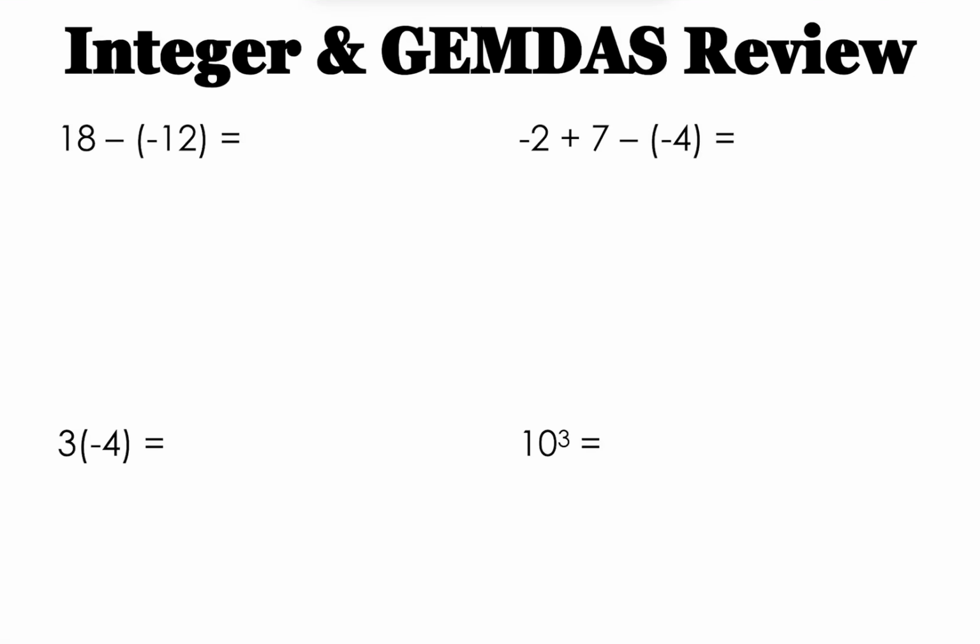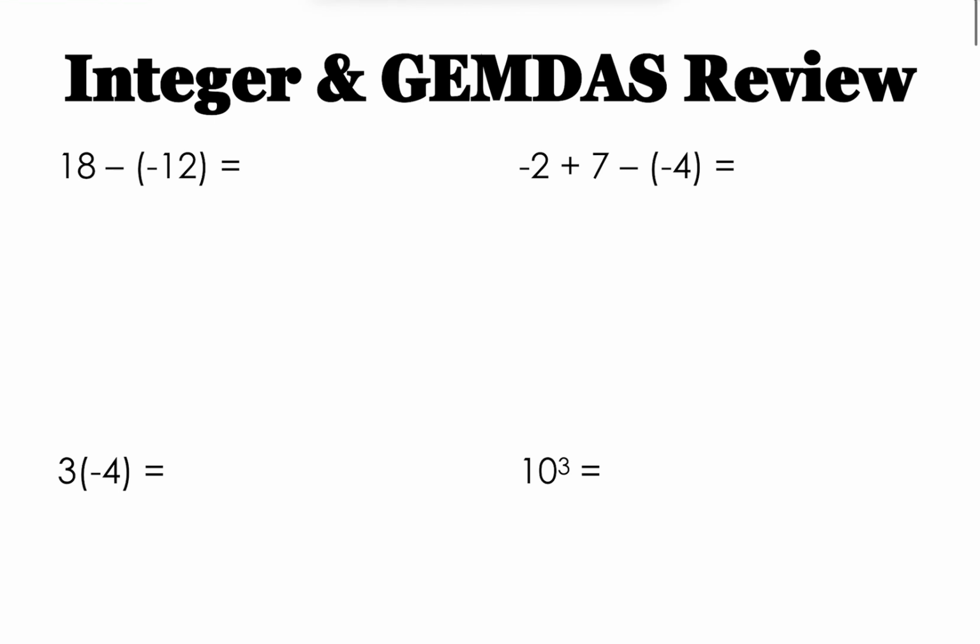Alright guys, so we are going to go through a quick review over integers and GEMDAS just because it's been a little while. So let's chat about a few things. In this first problem, we have 18 minus negative 12. And I know that that's a minus because that's how we read it. The parentheses right here, this is what's kind of confusing us.